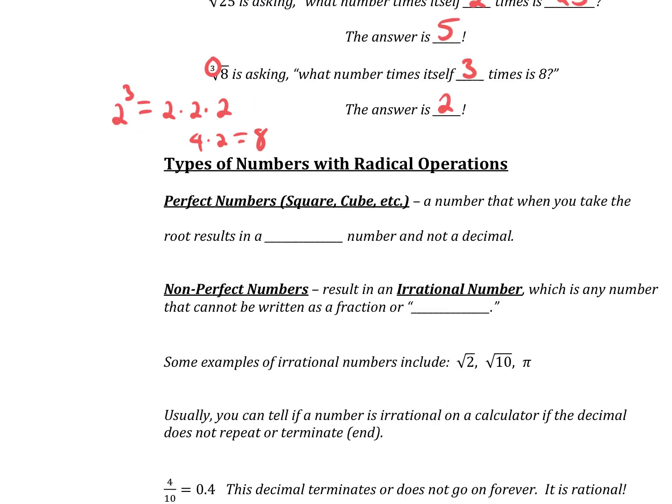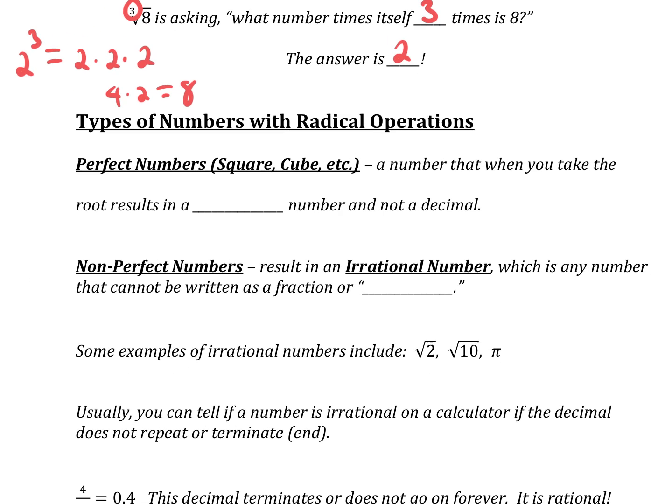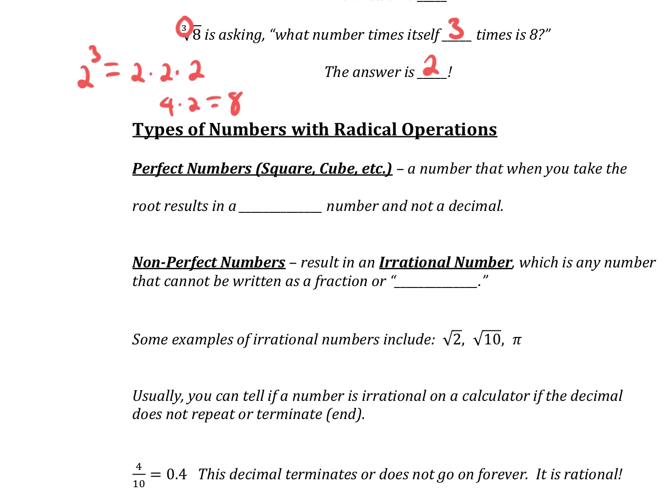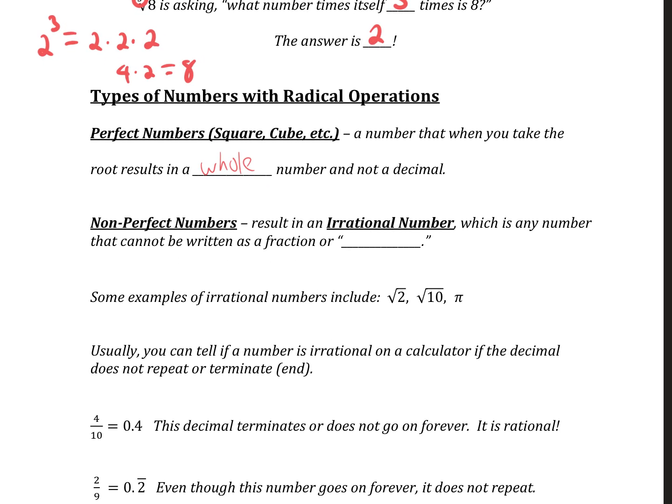All right, so perfect squares, cubes, fourths, etc. are numbers that when you take the roots result in a whole number and not a decimal, okay? There's only a certain few that actually work. Most numbers are non-perfect numbers, which when you take the square root results in an irrational number, which is any number that cannot be written as a fraction or a ratio, right?